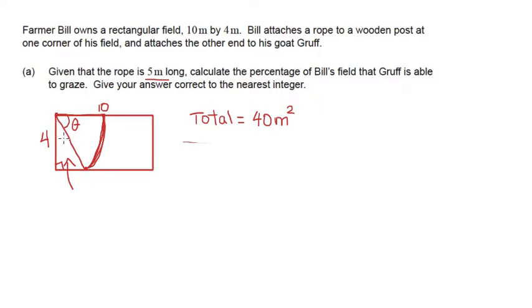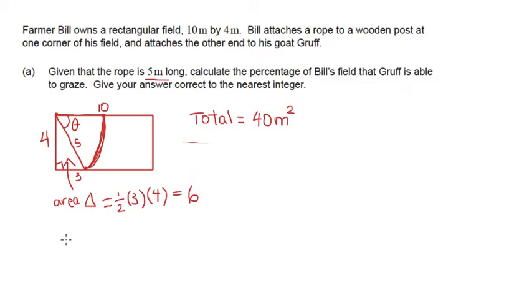Gruff's, what is it, leash? The rope is 5 meters. So let's make that 5. This is a 3, 4, 5 triangle, if you remember those Pythagorean triples. If not, you can always use the Pythagorean theorem on that. So the area of the triangle is half base times height. So that's going to be 1/2. The base is 3, and your height is 4. So the area of the triangle is 6.